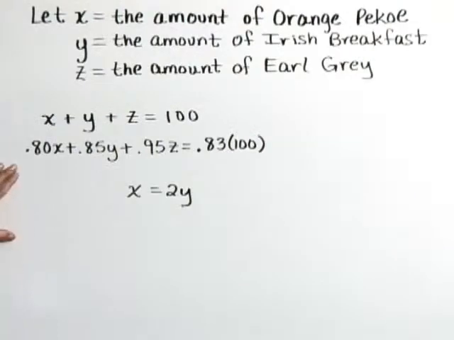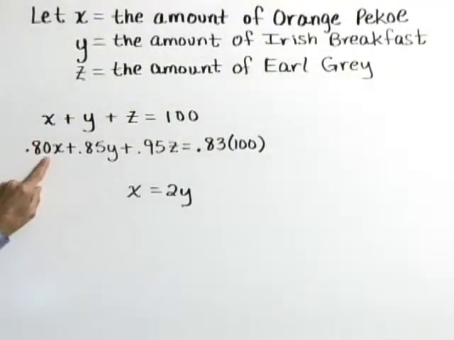A second equation that we can write relates the prices of the tea. This first product represents the fact that orange pekoe sells for $0.8 per ounce, or you might think of that as 80 cents per ounce. So if we multiply that price per ounce times the number of ounces, we get a value in dollars.